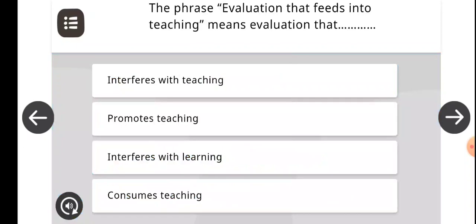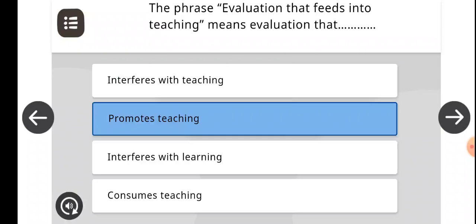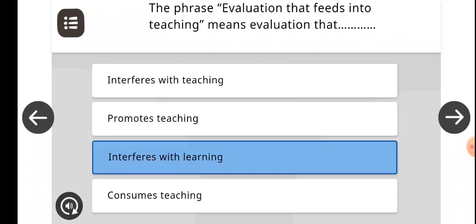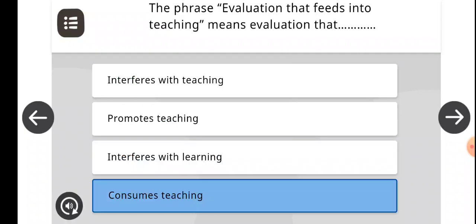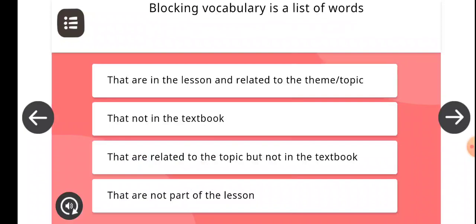Next, the phrase evaluation that feeds into teaching means evaluation that what? So how is the evaluation helpful to the teaching? Does it interfere with the teaching? No. Does it promote the teaching? Of course. Does it interfere with learning? No. Does it consume the teaching? No. Evaluation is always helpful to the teaching, so it promotes the teaching. Option B is the right answer.